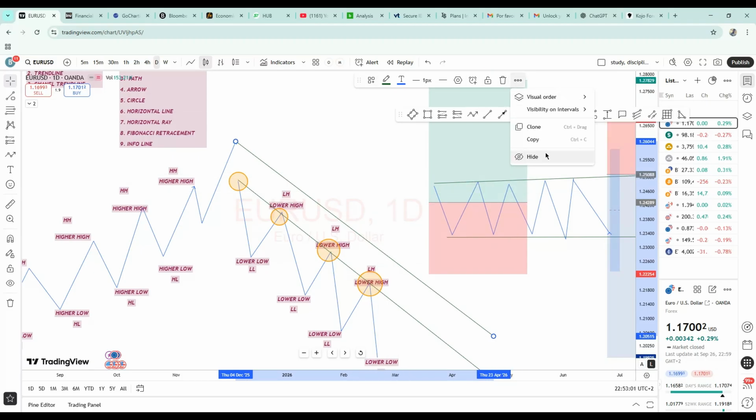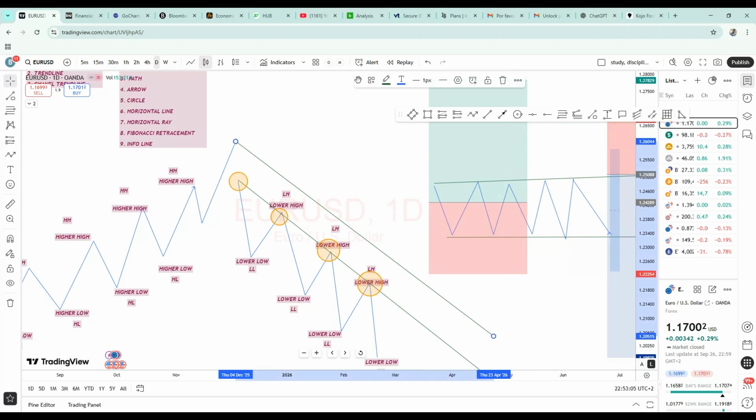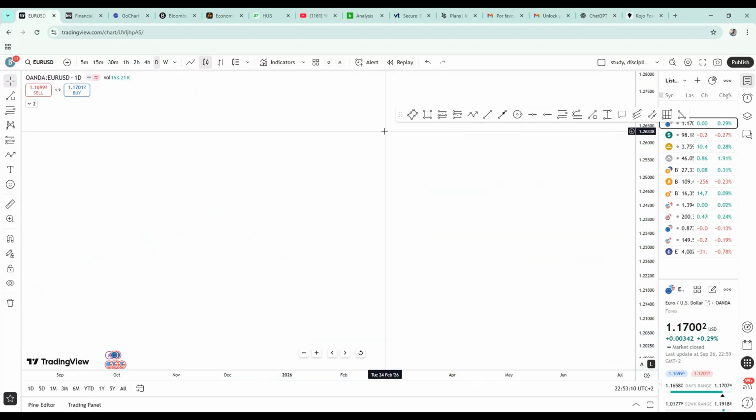If I see where, hold on, here you can see support. And if I put it on my resistance, okay.